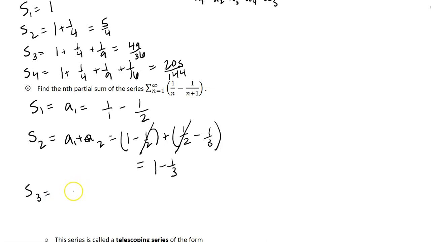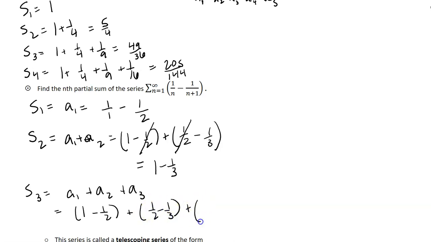S sub 3 will be a sub 1 plus a sub 2 plus a sub 3. So that's going to be 1 minus 1/2 plus 1/2 minus 1/3 plus a sub 3, which will be 1/3 minus 1/4. So again, the 1/2s cancel, but also the 1/3s cancel, and I get 1 minus 1 over 4. So hopefully you can see the pattern that's going on here.